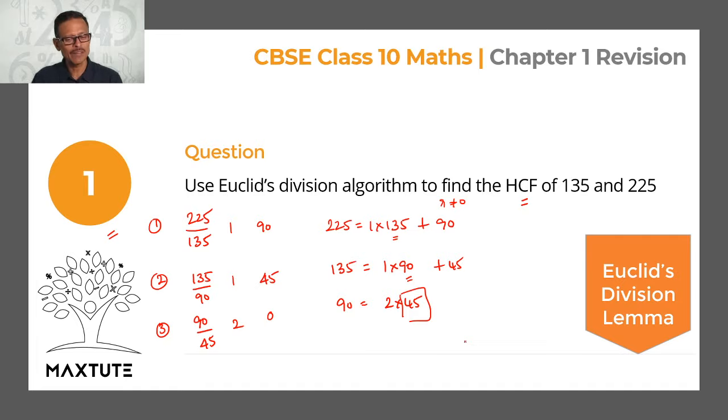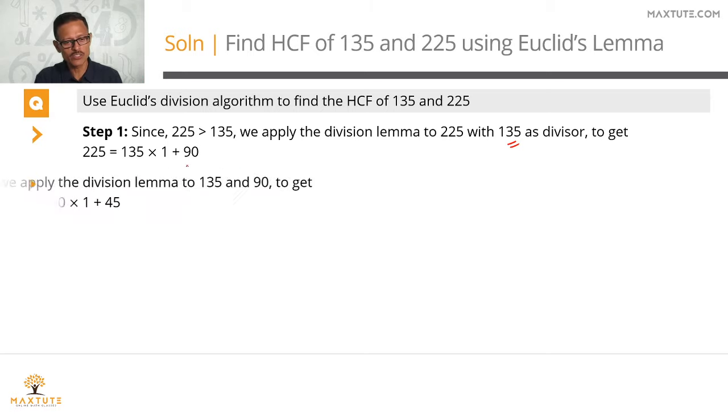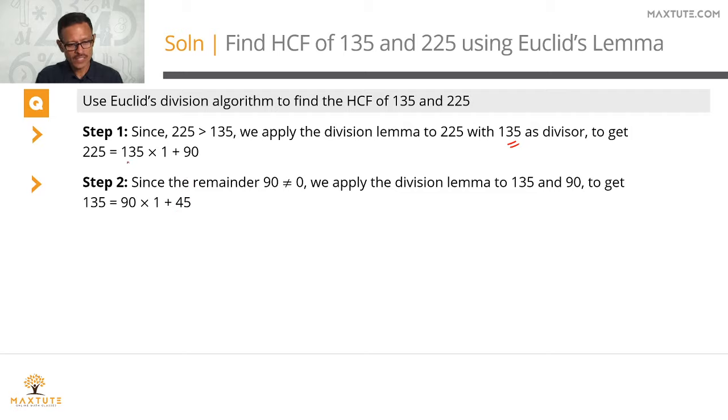Quickly summarize it in a printed form. We're using the division lemma on 225 and 135 because 225 is greater than 135. We're using 135 as a divisor. So 225 equals 135 times 1 plus 90. The remainder is not equal to 0. So going to the second step, 135 becomes a dividend and 90 becomes a divisor. So 135 equals 90 times 1 plus 45. The remainder in this step is also not equal to 0.